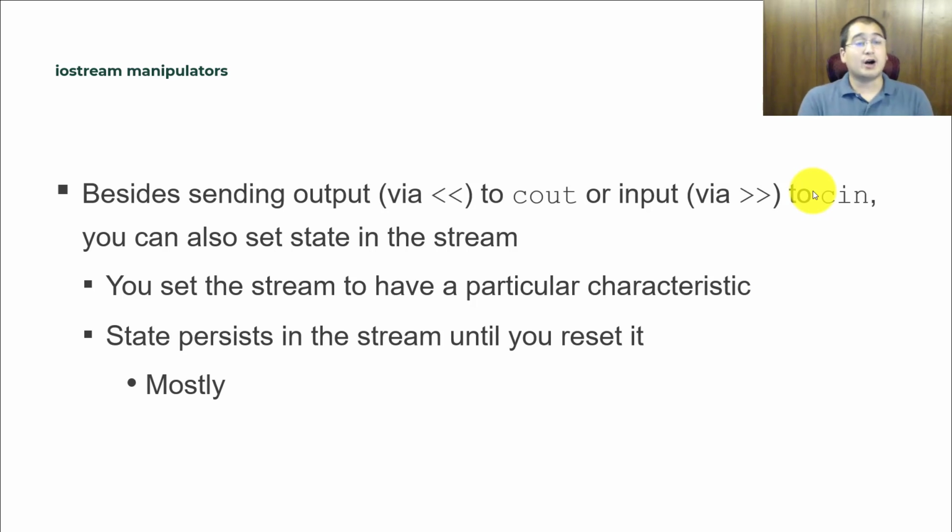So there are a lot of objects that you can send to streams to have them change the behavior of streams. We talked about left, right, boolalpha, setprecision. We'll be showing those off again here. What these do is they change the state of the stream to have it behave differently. And this is mostly persistent in that it's saying, okay, for the rest of the use of this stream, it's going to be in this mode unless it's changed again to something different.